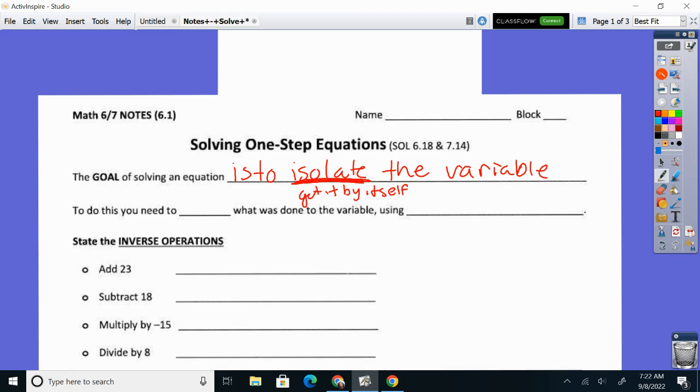To do this, you need to do the opposite of what was done to the variable using inverse operations. So to get the variable isolated by itself, you need to do the opposite by using inverse operations. So let's talk about inverse operations.